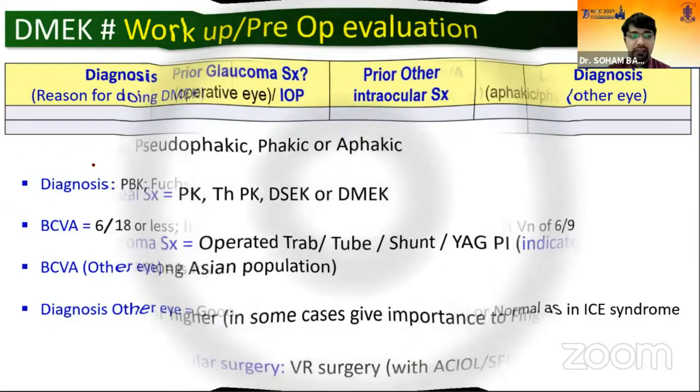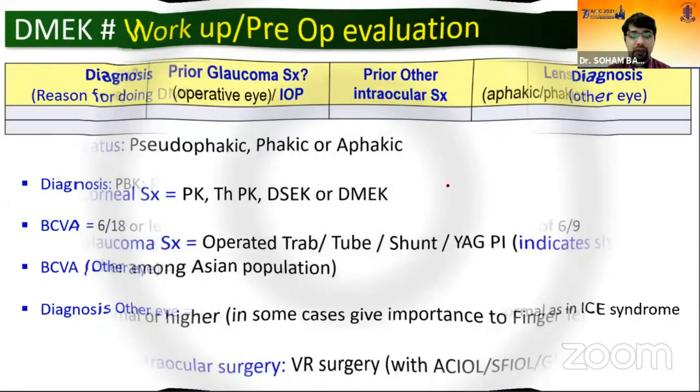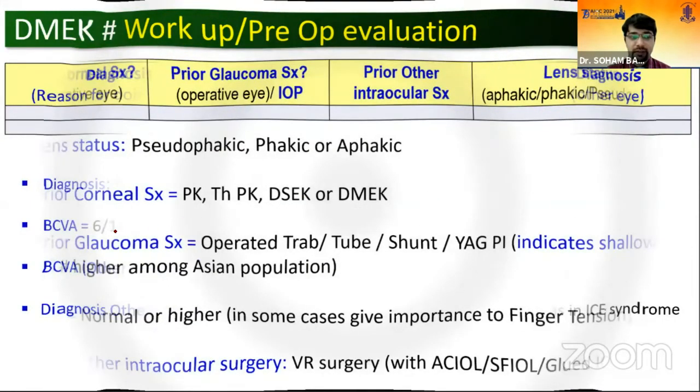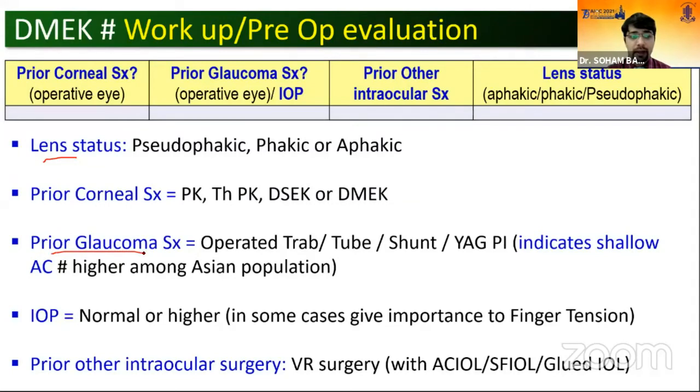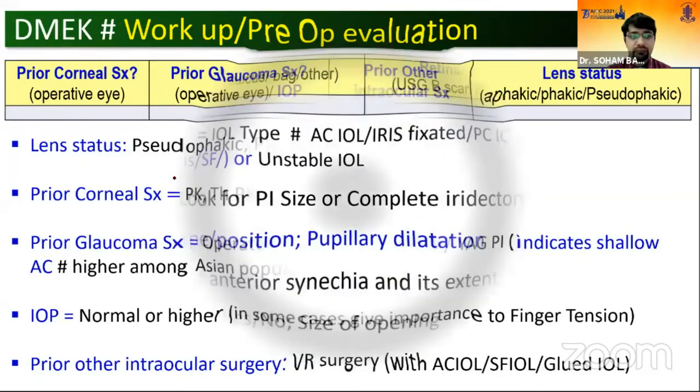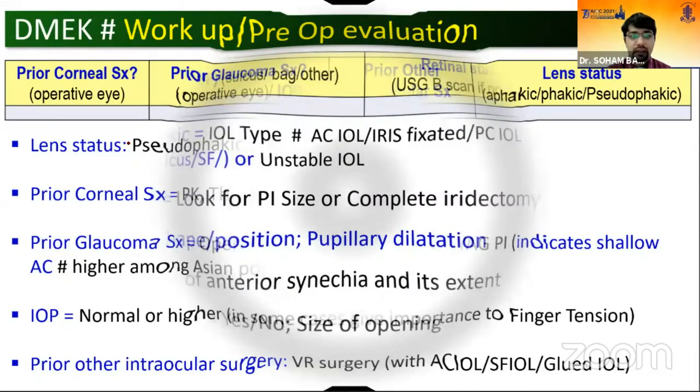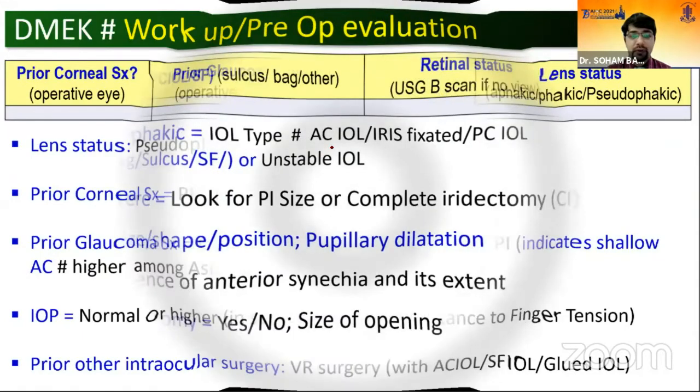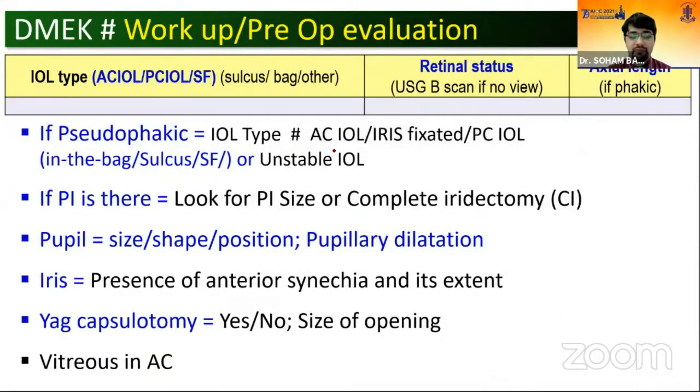Look at the lens status, because that would determine whether you are going for a triple procedure or DMEK alone. Look at prior glaucoma surgery and adjust medications accordingly. Any IOP rise that is there has to be considered and treatment started preoperatively. And in case of pseudophakic eyes, look at how stable the IOL is and where the IOL has been implanted.